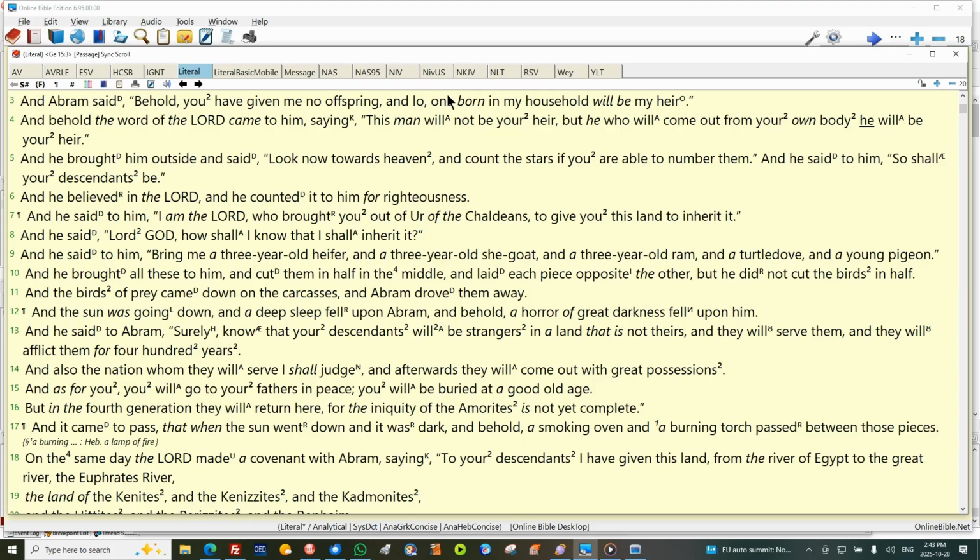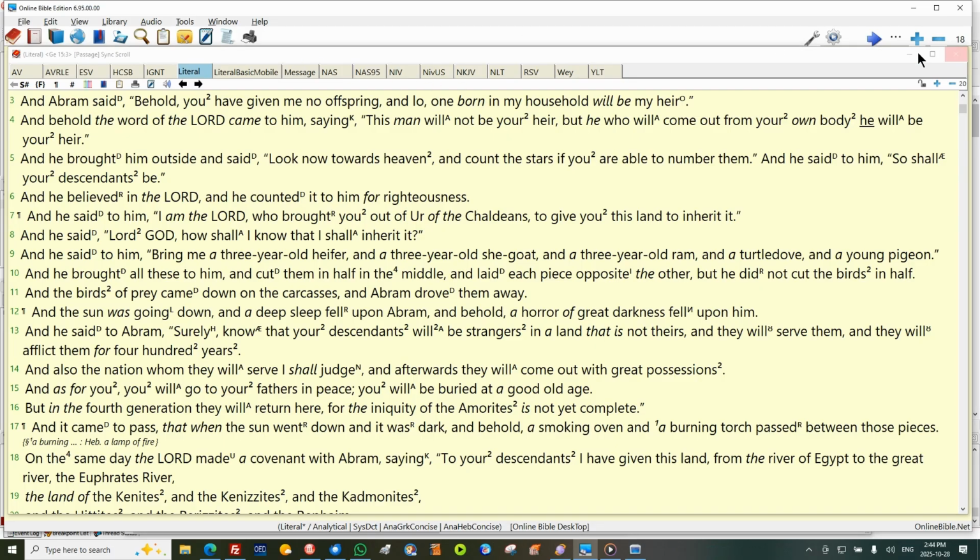Now, we have found that the only translation that honestly handles the wills and shalls correctly is the NIV, which is most ironic. And notice the word will here, who will come out of your body, and he will be your heir, and shall your descendants be. That's a command. They will happen. All right, like that.